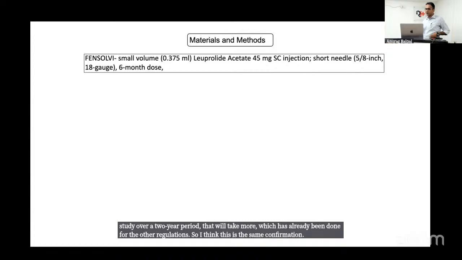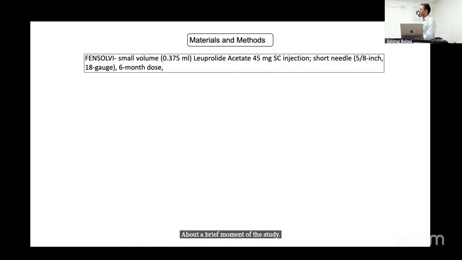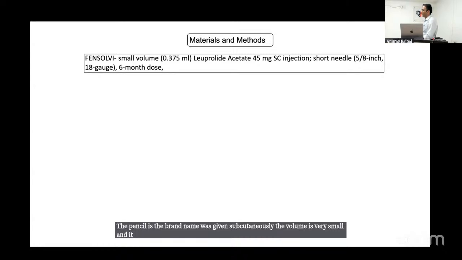So, brief about the study, Fensolvi is the brand name. It was given subcutaneously. The volume is very small, and it was given every 6 monthly, 45 mg subcutaneously.